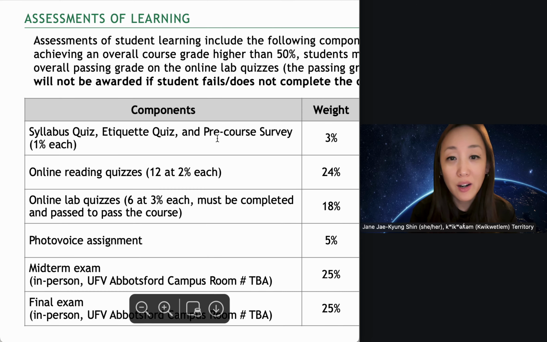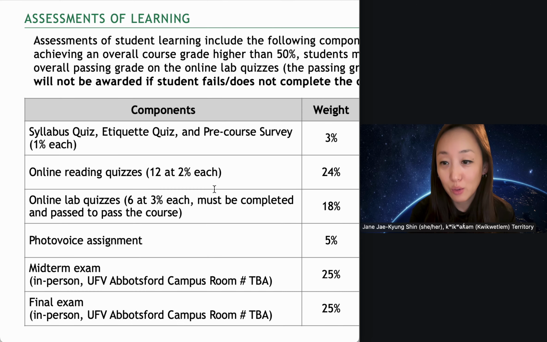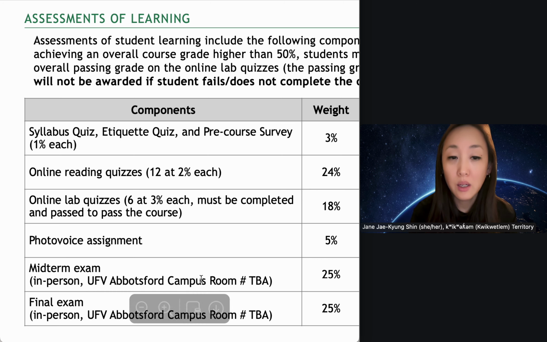Now, there are a number of assessments throughout this course. Please know that there is one individual assignment called the Photo Voice Project. That's worth 5%. We have your midterm and your final exam, and both of these are done in person at UFB's Abbotsford campus. And typically, the room information as well as the exact date and time will be released early on in the semester. So you need to watch out for that announcement and make sure that you're showing up at the right place at the right time.